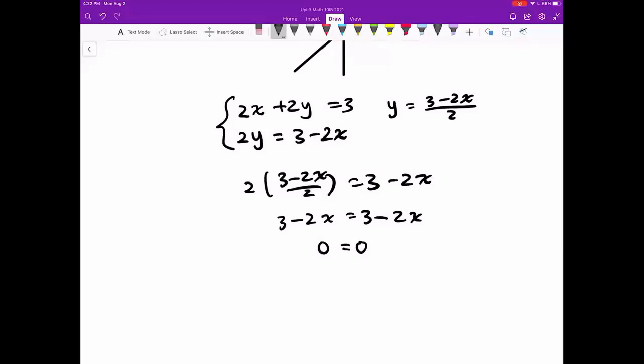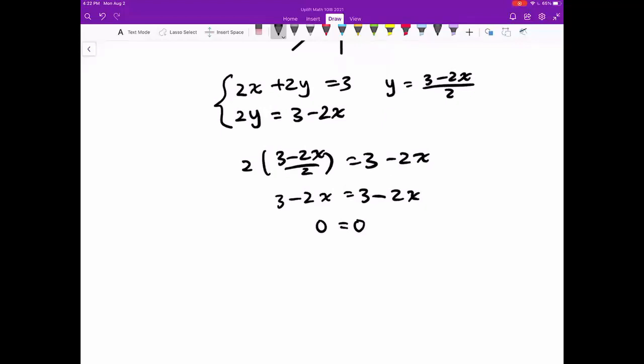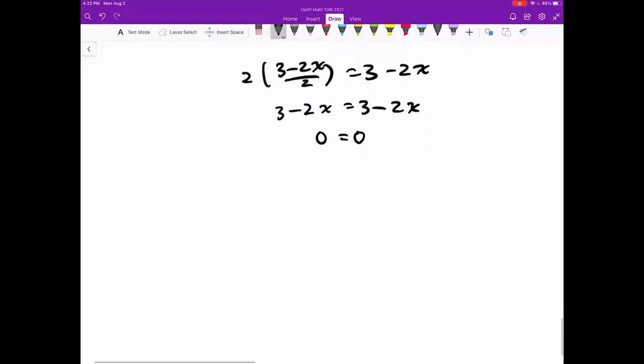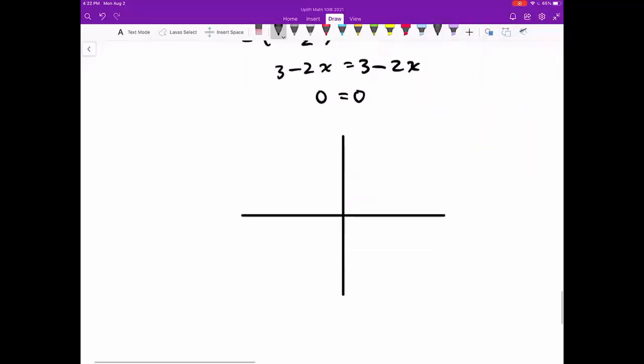If we do everything correctly and we end up with something that's always true, like 0 is 0, or 2 is 2, or x is x, then that means there are infinite solutions to this system of equations. What this would look like on a graph is that they're basically the same line. Since they intersect at infinitely many points, there are also infinitely many solutions.